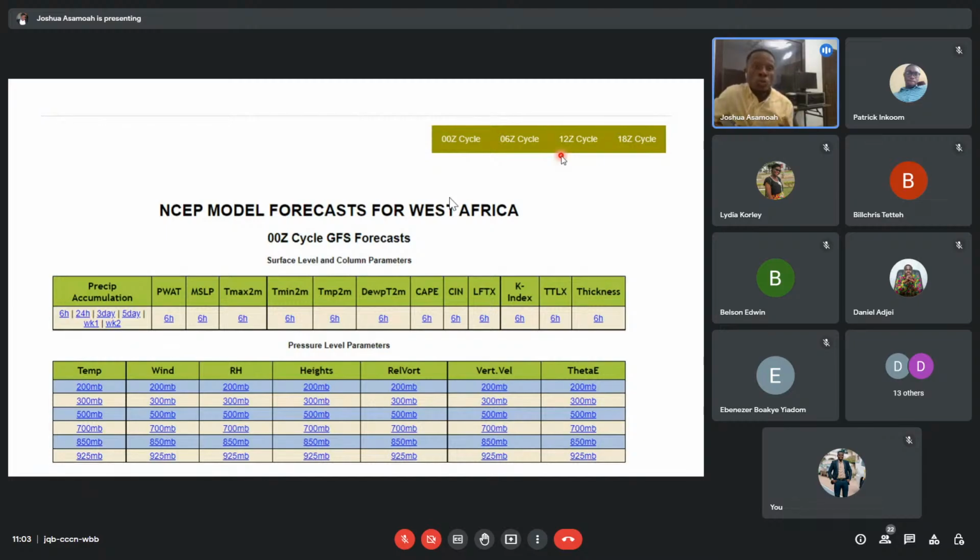But because you may not have access to all these other models or forecast centers, if you're using just the INSEP model forecast for West Africa, these GFS products, then you would want to go through the cycles to see which one of them is actually predicting the conditions you are seeing now better. And then you can use that to make the projections for the future.